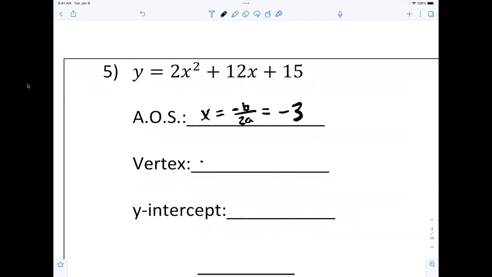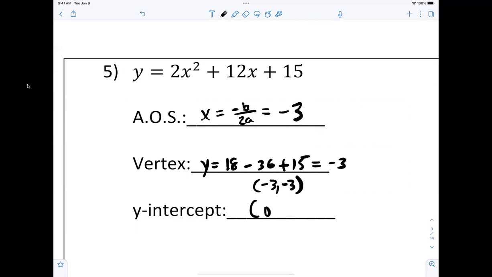So let's just say y equals, if I plug -3 in, I get 9. 9 times 2 is what? 18 minus 36 plus 15. So that also looks to me like -3. Everybody agree with that? So my vertex is -3, comma -3. Uh-oh, this is bad. The y-intercept is 0, comma what? 15.